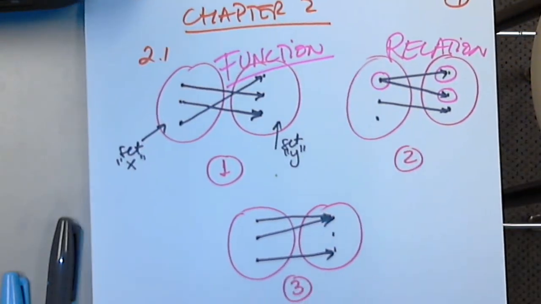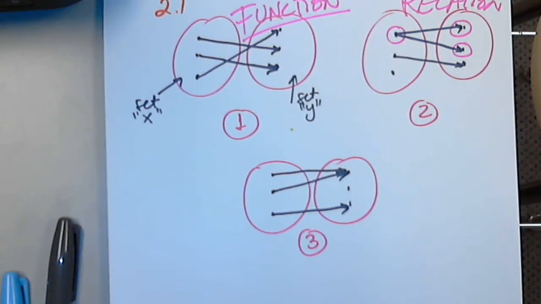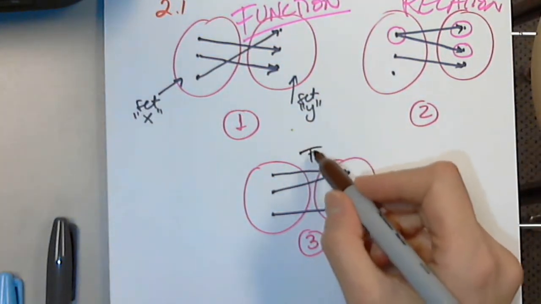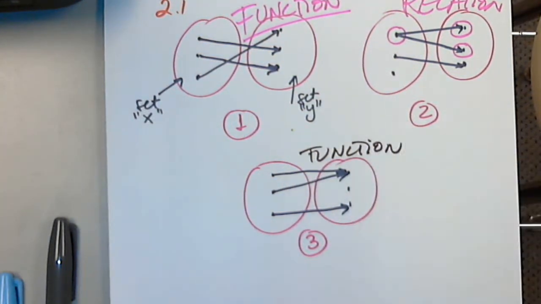What about the third one? Is the third one a function? Remember, each x to only one y. Each x to only one y. By that logic, yes, because those two have the same one, but each one just gives one. Very good. So it is a function.